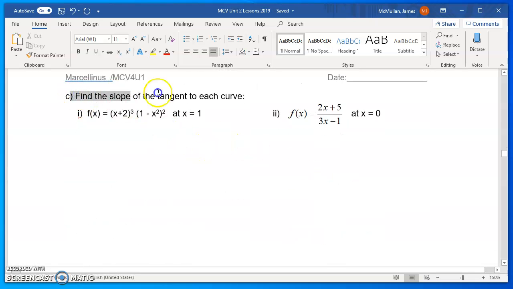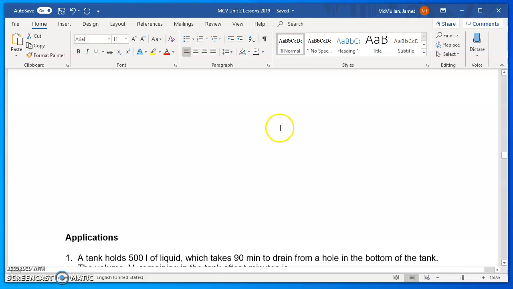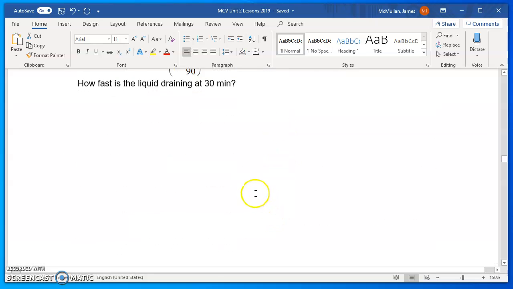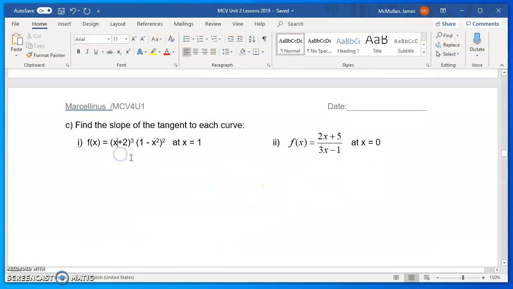Okay, find the slope of the tangent to each curve we need to do, and then we have one last application question here. So this first one, again, is really the exact same as the one we just did. Do the same thing and plug in the 1. I'm going to leave that to you, and then if you want to check your answer, we can check with each other or put it into GeoGebra and see if you got it right.